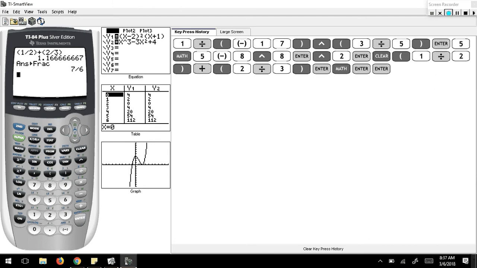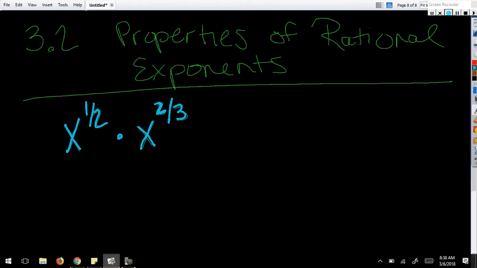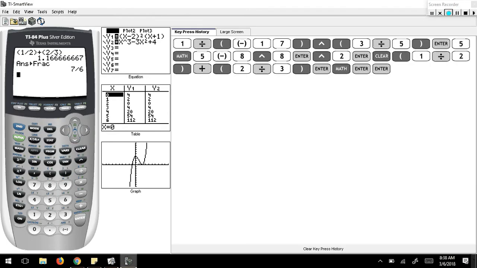7/6. Have I not shown y'all this? No. I was trying to figure out how to convert a decimal to a fraction last night and I couldn't figure it out. All right, so practice it on your calculator for a second. Remember, fractions go in parentheses.